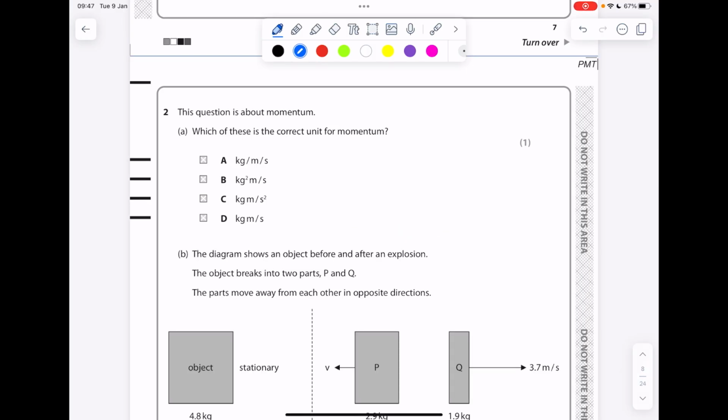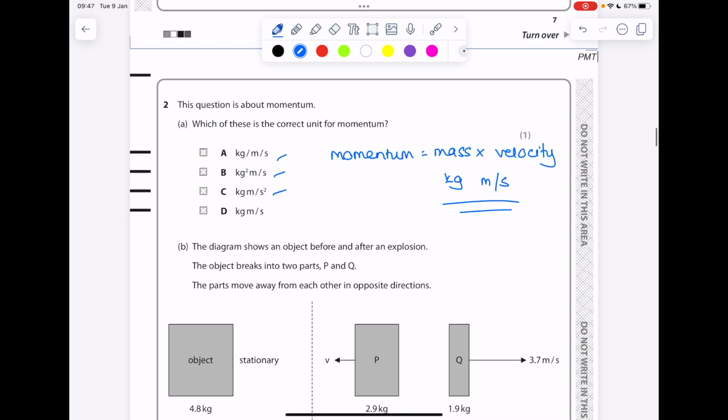This question is about momentum. Which of these is the correct unit for momentum? So momentum is mass times velocity. The unit of mass is kg. The unit of velocity is meters per second. So there is your unit for momentum. Don't allow yourself to be confused by the first 3, which aren't the same. It's D.